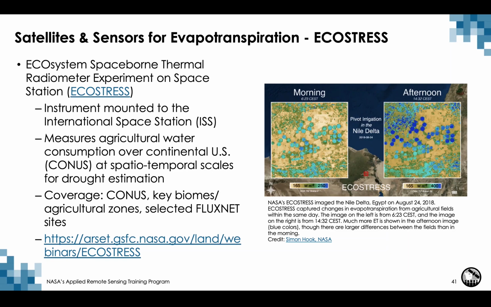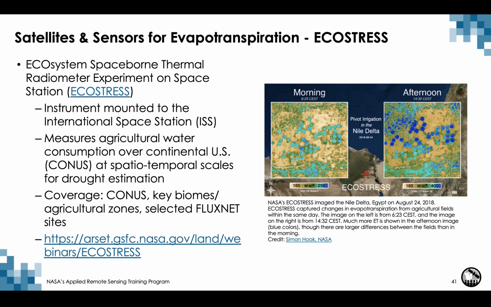ECOSTRESS addresses 3 overarching science questions. How is the terrestrial biosphere responding to changes in water availability? How do changes in diurnal vegetation water stress impact the global carbon cycle? And how can agricultural vulnerability be reduced through advanced monitoring of agricultural water consumptive use and improved drought estimation?